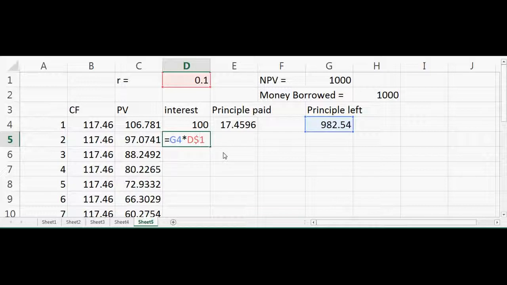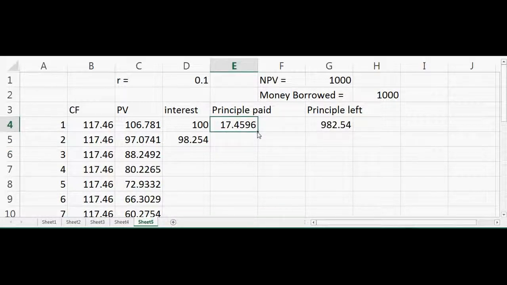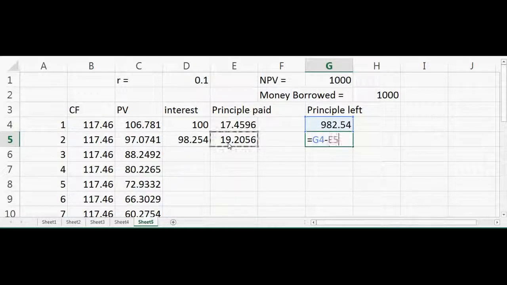And you can see now this time the interest will be lower because the principal is lower, and then the principal paid will be higher because the interest which he is paying is lower. And now, what will the principal left be? Principal left will be equal to principal left last time minus the more principal which was paid. So that will be equal to 963 now. So now we can keep dragging this down and see how it changes.